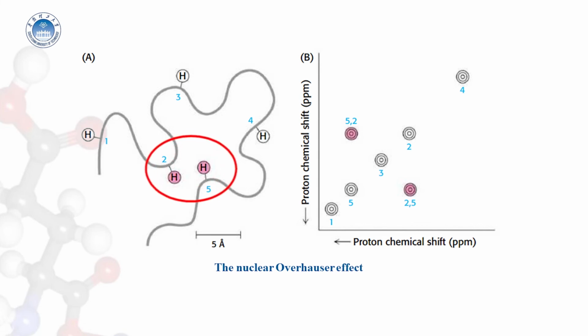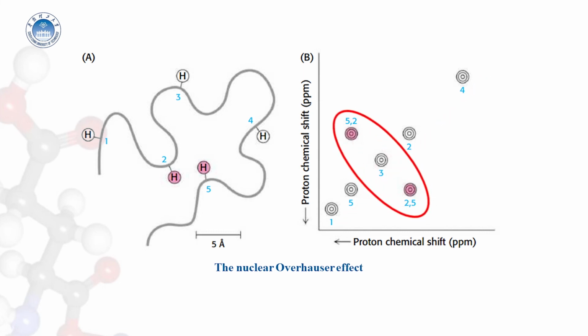For example, figure A is a schematic representation of a polypeptide chain highlighting 5 particular protons. Protons 2 and 5 are in close proximity, whereas other pairs are further apart. And figure B is a highly simplified NOESY spectrum of a peptide. The diagonal shows 5 peaks corresponding to the 5 protons in part A. The peak above the diagonal and the symmetrically related one below reveal that proton 2 is close to proton 5.